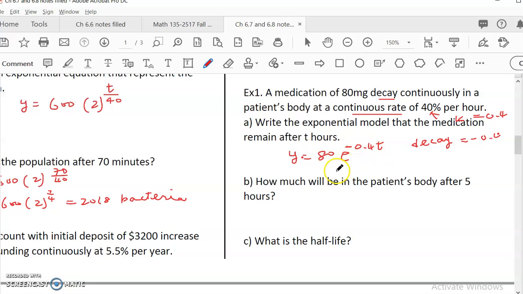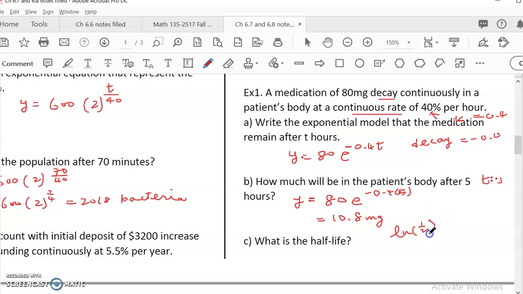How much will be in the patient's body after 5 hours? So it's just plug in, right? You know the time is 5. So it'll be e to the negative 0.4 times 5. If you put it in a scientific calculator, it's 10.8 milligrams.